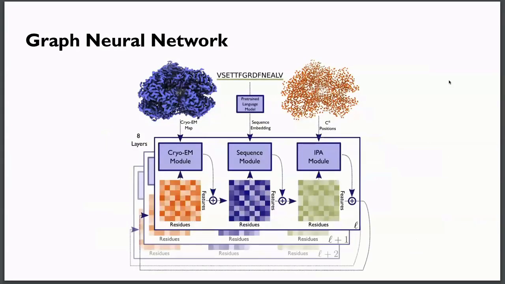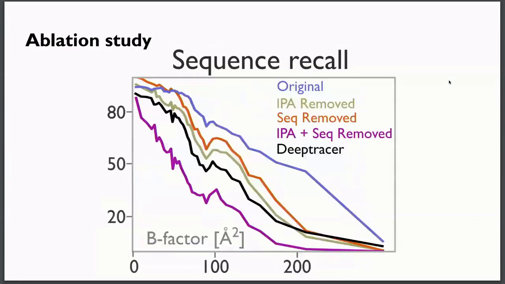Okay, so I explained all of the different modules, and you might be wondering which one of these is actually important and which one isn't. And it turns out they're all quite important, especially as the local resolution gets worse. So here, B factor is a proxy for local resolution, and what we're judging is how complete the model is and how correct it is. And you see that as you remove different modules, especially at the lower resolutions, performance really suffers.